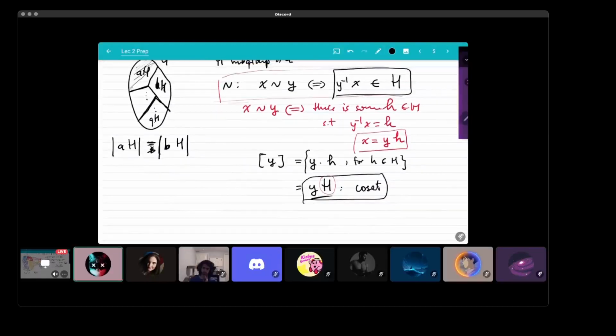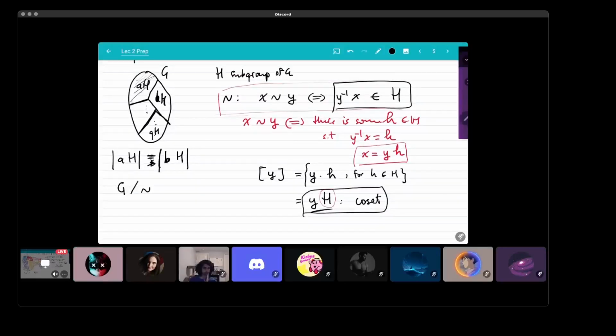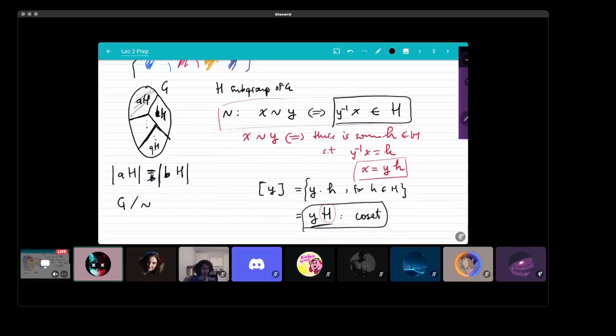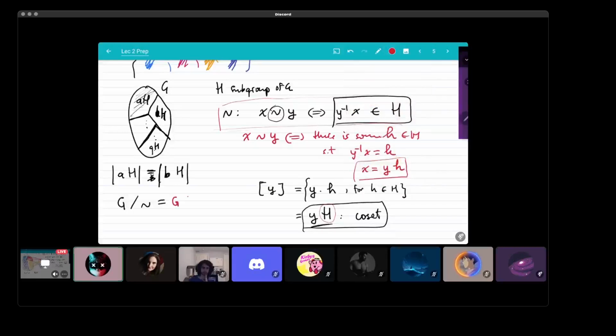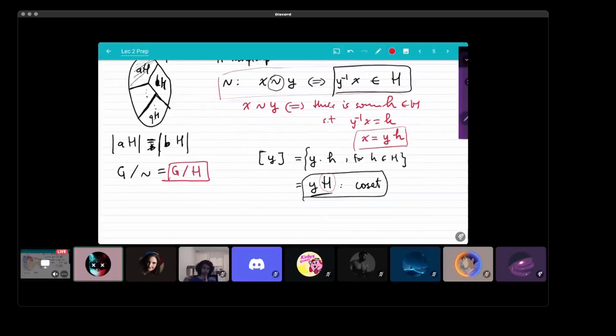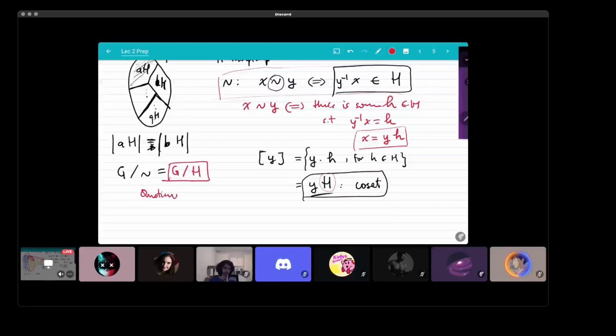And the set of cosets, so the set of equivalence classes for this particular equivalence relation, can also be written as G quotient H. This is a quotient set containing all the gH for any g in G.